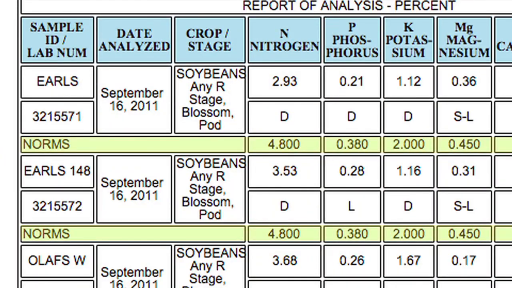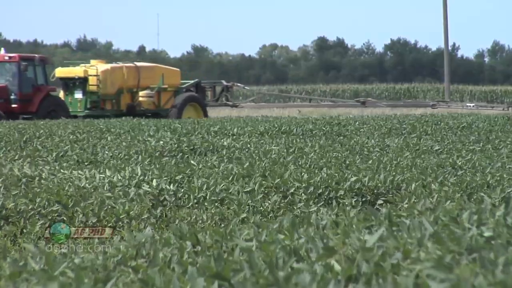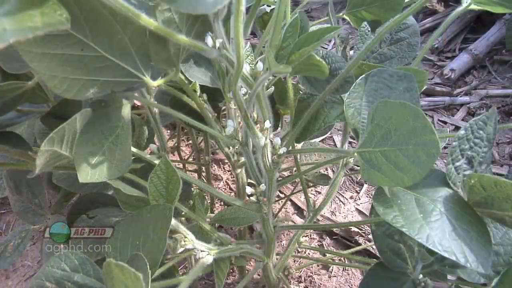So the labs do a nice job of helping you out. With the lab we're working with, on the test it'll show what the normal level should be. It's pretty easy to see that, especially when the labs categorize, are you sufficient, are you deficient, are you excessive, where are you at? Okay, but should you be going out side dressing, foliar feeding? What should you do to correct the problem?